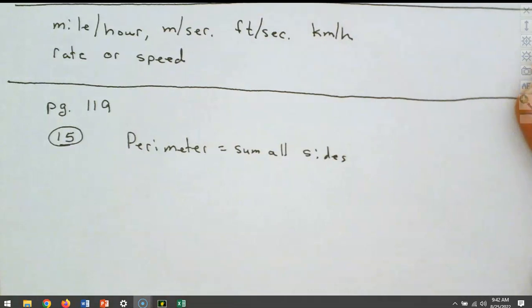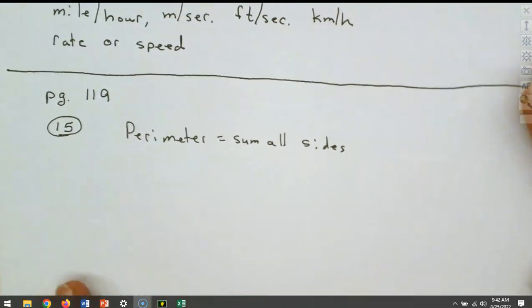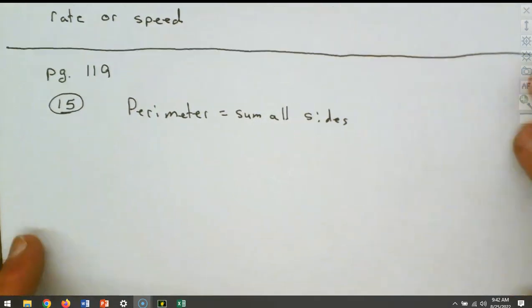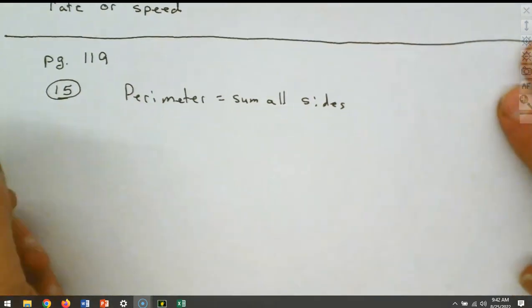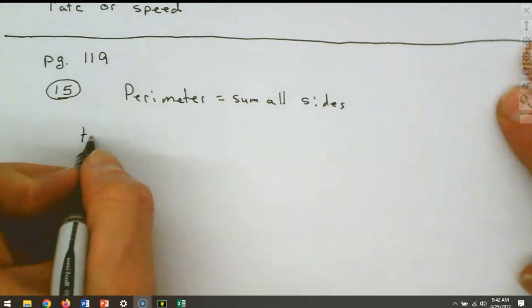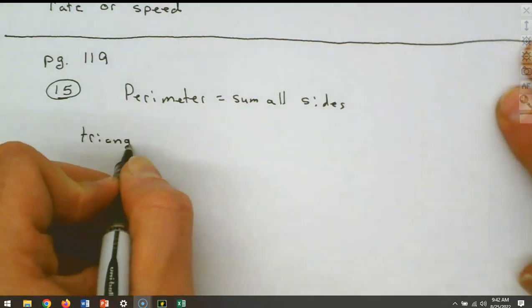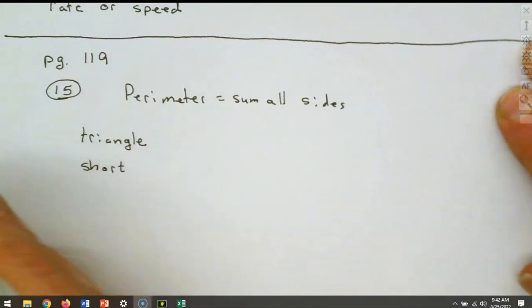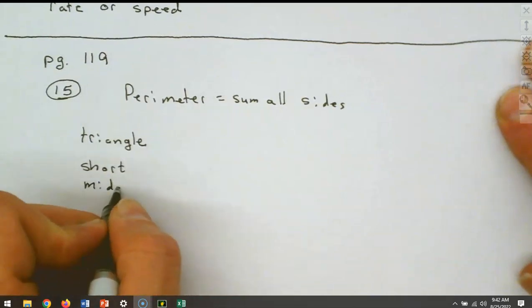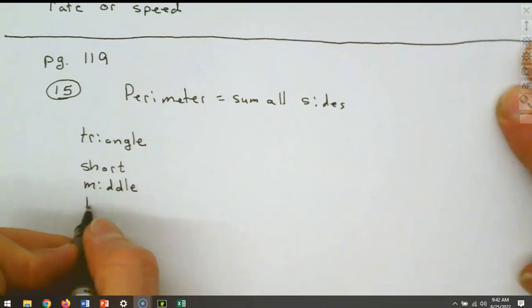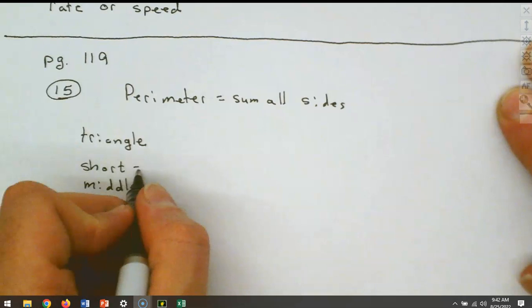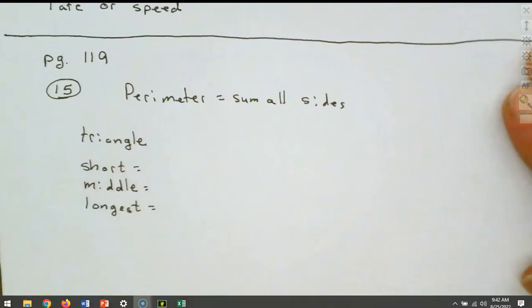And we're looking at a triangle, and the triangle has three sides. When we talk about this triangle, they're all going to be different. We're going to say we have a short side, a middle side, and then we have the longest side. So that's what we know.